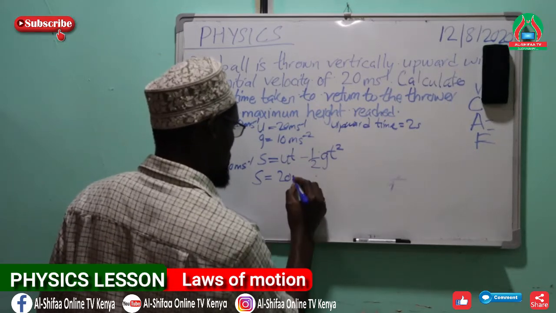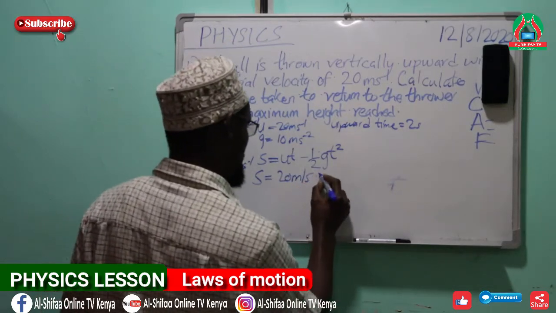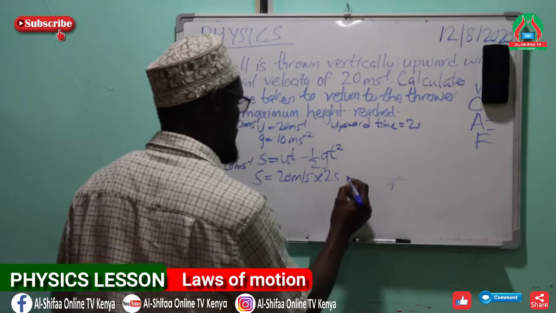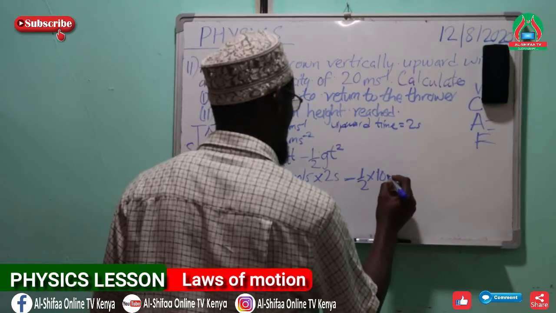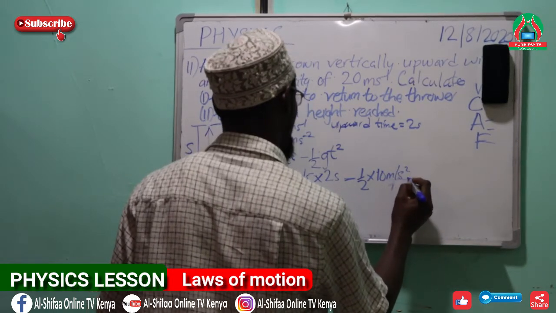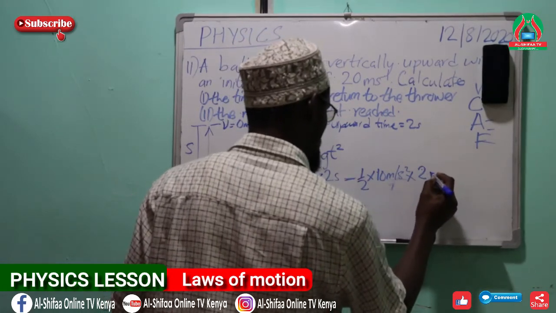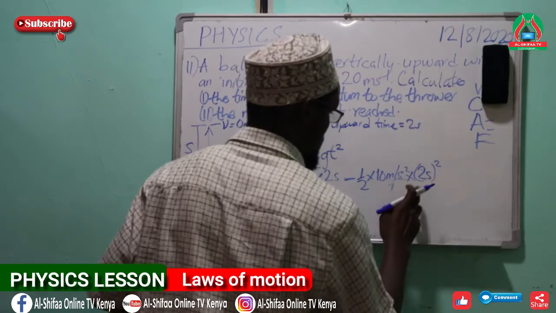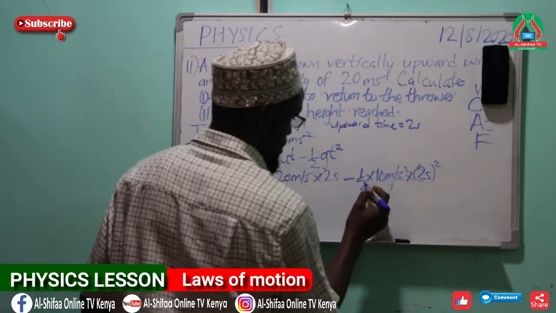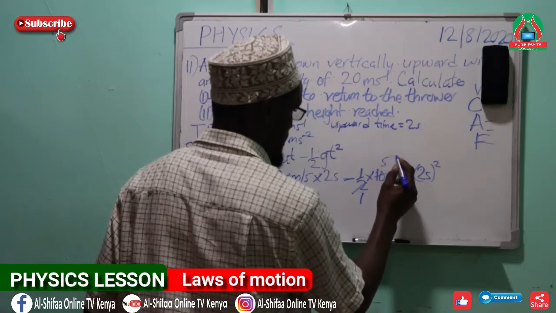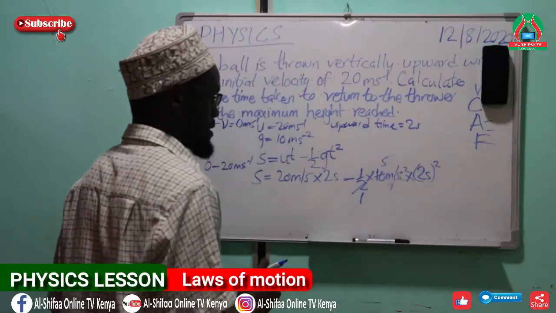Let's put the units so that we don't get confused. Times time, which is 2 seconds, minus a half times the gravity, which is 10 meters per second squared, times time, which is 2 seconds squared. So this will be the same as 4 seconds squared. The seconds squared will cancel, 2 and here we'll have 5, so we'll have 4. Since the seconds squared has gone, it will be 4 meters.